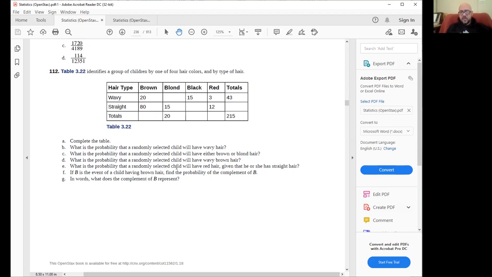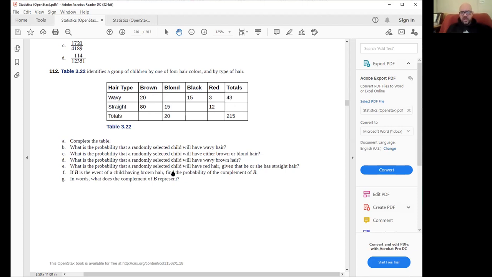What's the probability that a randomly selected child will have red hair, given that he or she has straight hair? So we are restricting ourselves to just the straight hair people, which was 172. And the probability they'll have red hair given that they had straight hair would be 12 out of the 172.